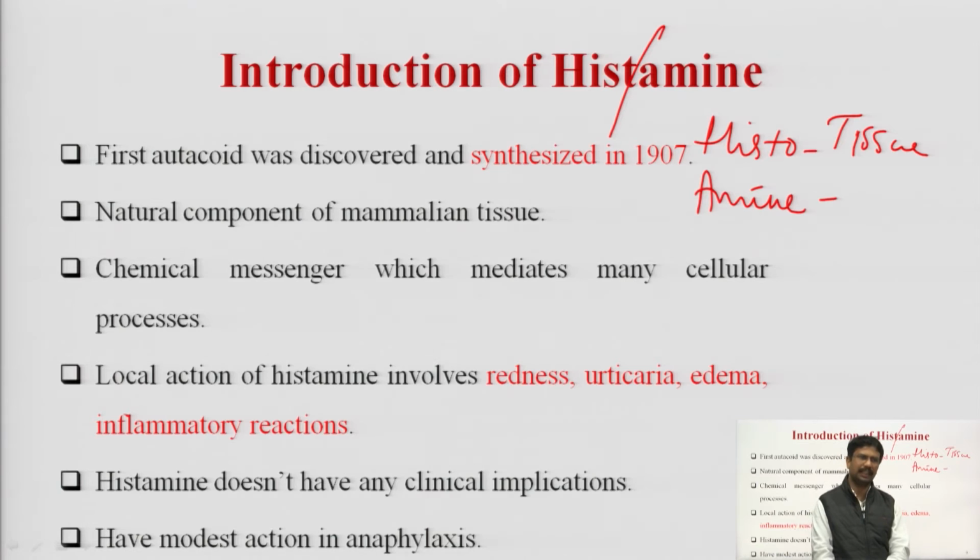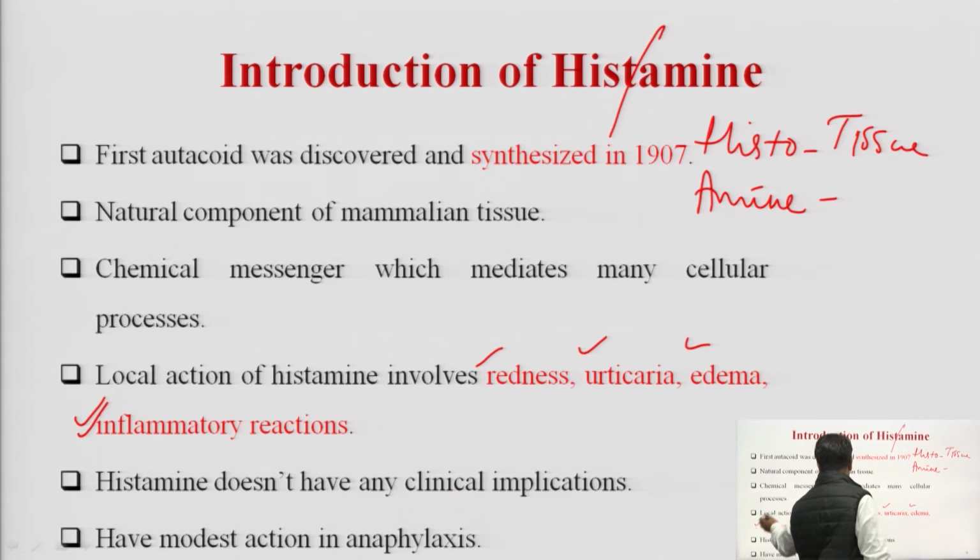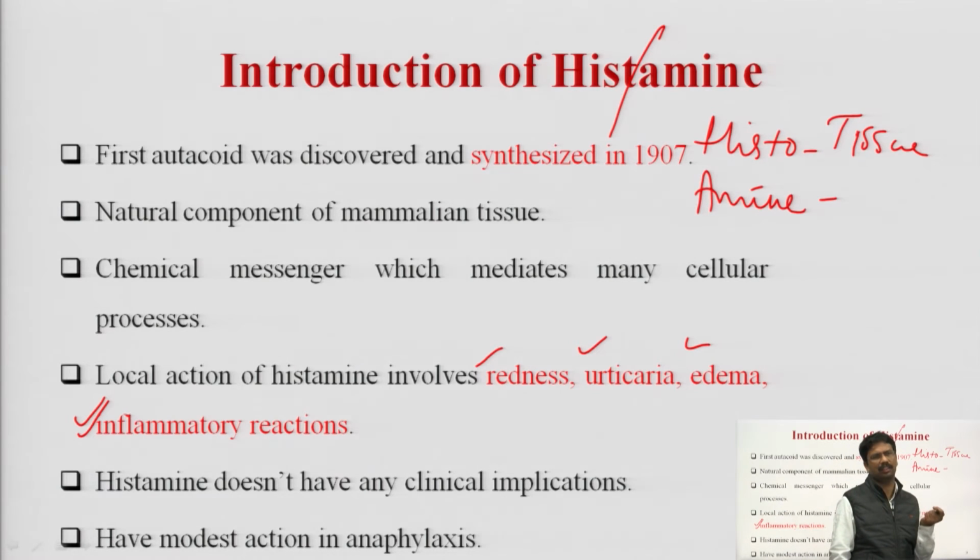The local action of the histamine involves redness, urticaria, edema, and inflammatory reactions. Redness is due to the vasodilation. Urticaria, you can say commonly it is known as hives. Hives means you see two particular conditions: one is flaring, some burning and itching, and the second is skin rashes. So this is a condition generally known as hives. Edema is the accumulation of the fluid, and the inflammation I already told you, it is a protective mechanism which constitutes the secretion of the different mediators.